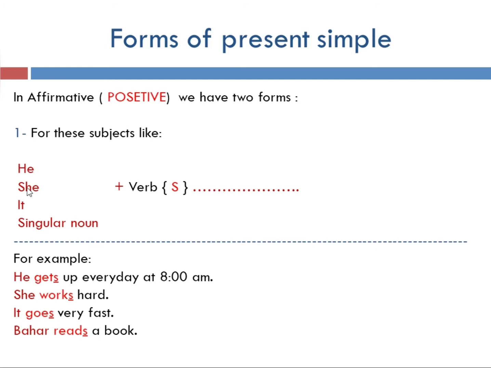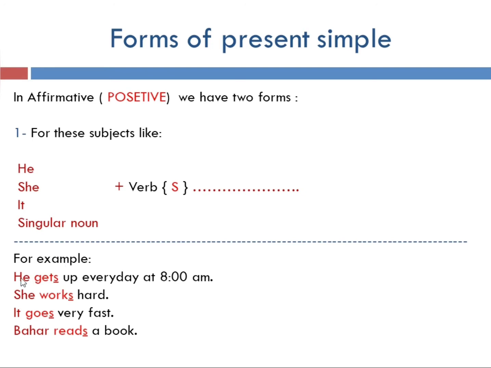So if we have he, she, it, or a singular noun, we add our verb, but we just add s to our verb. But adding this s changes in some irregular verbs, and I will explain in this video how to add this s. But first, let's see these examples.